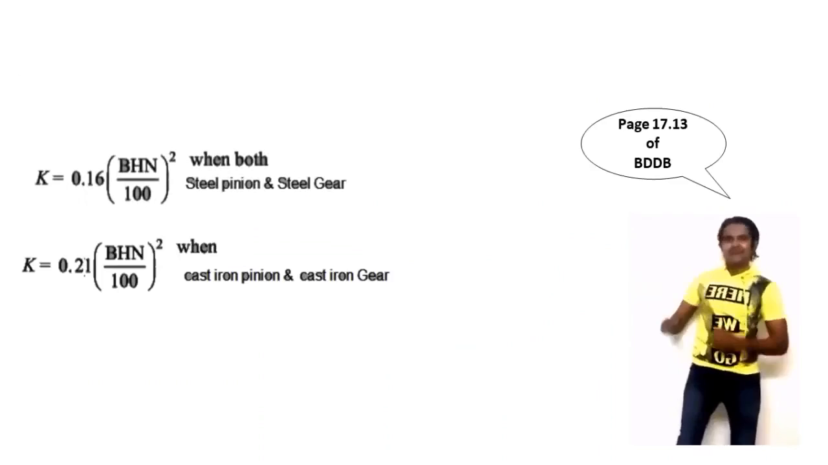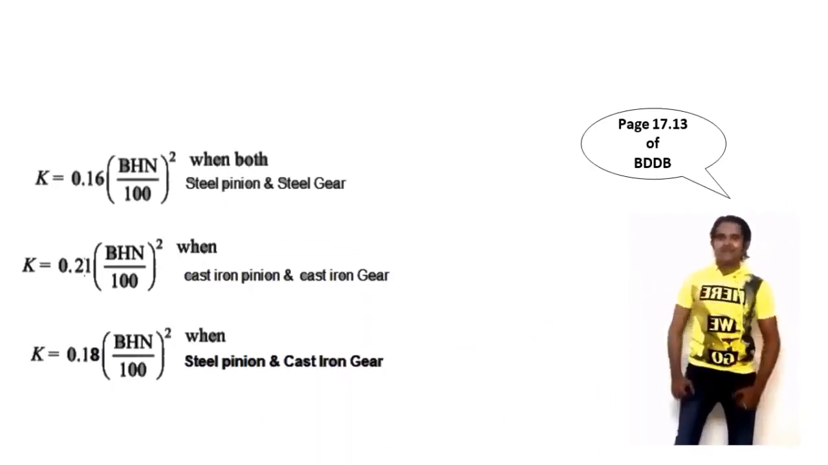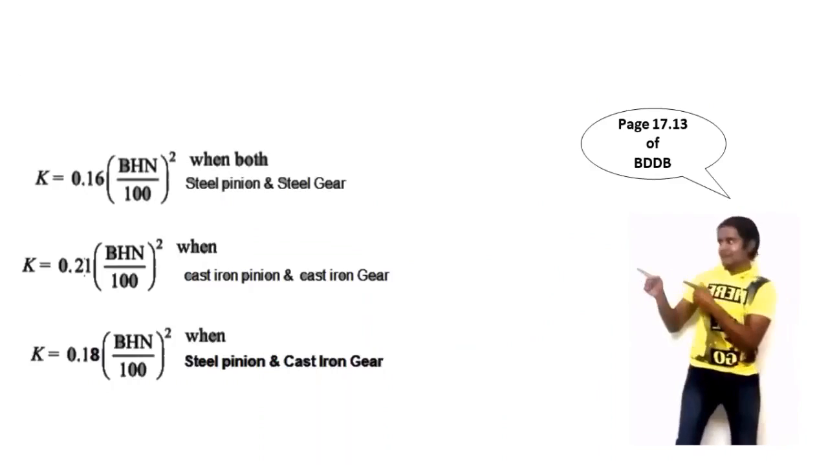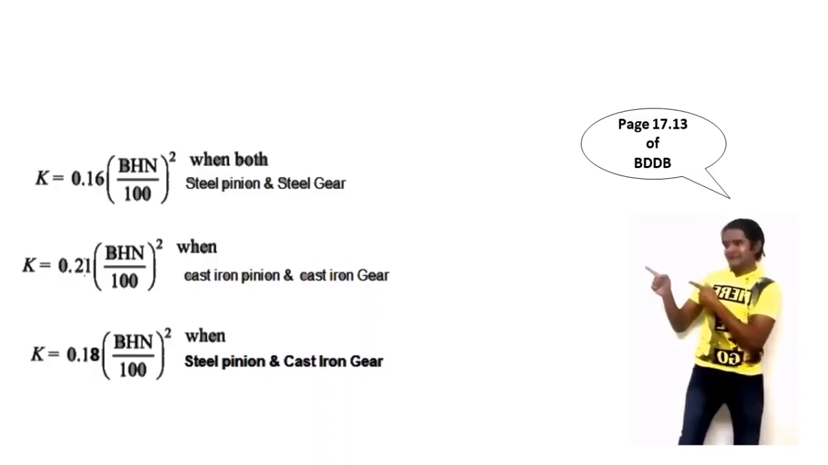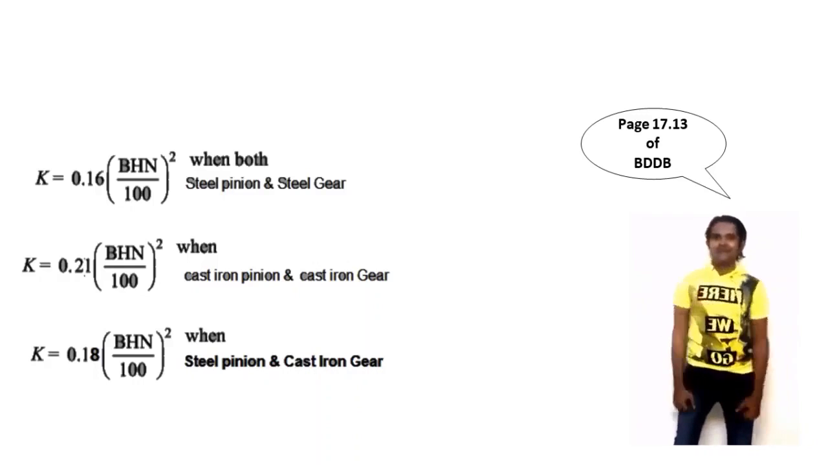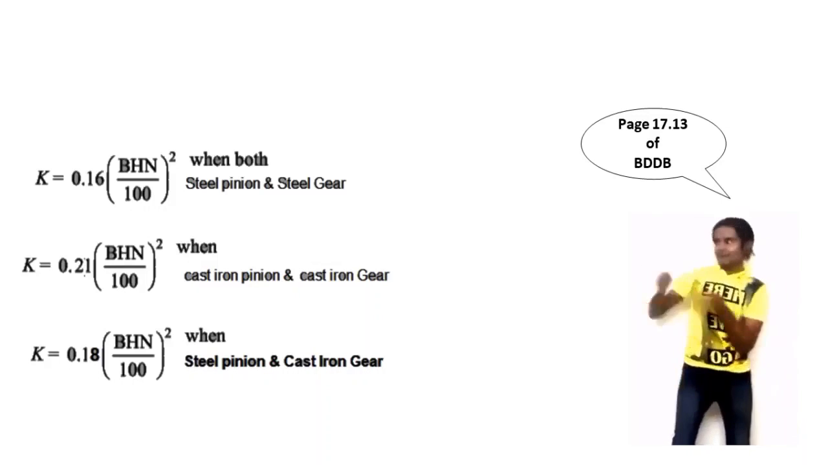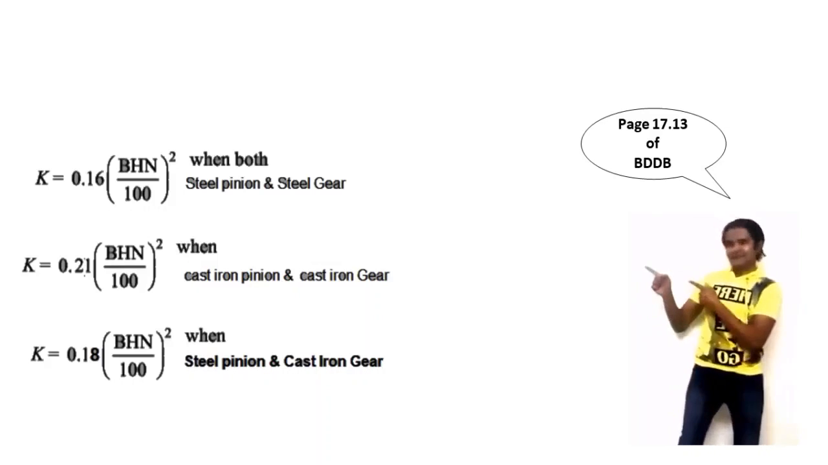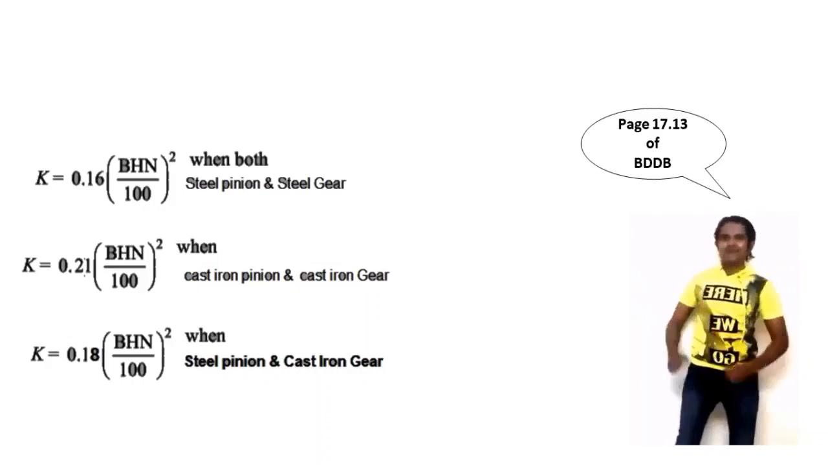But sometimes instead of endurance strength, Poisson's ratio, and all those things, BHN, the Brinell hardness number, is given. If the Brinell hardness number is given, then you should use one of three formulas on the basis of its material. In your numerical, if your pinion is of steel and gear is of steel, then you should select this: 0.16 upon BHN upon 100 whole square. You have to use this formula.